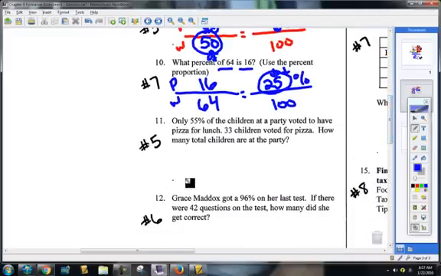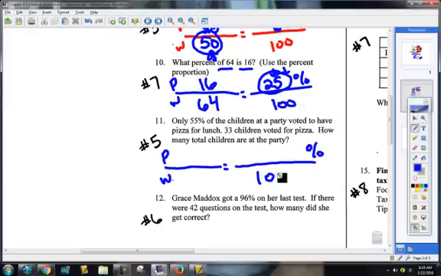Number 11. Now we're back to the word problems. You had to use a proportion. If you did not, it is wrong. I said learning targets 5, 6, and 7 always require a proportion. Okay? It says only 55%. Now I'm just going to stop there and go ahead and put 55 on there. Only 55% of the children at the party voted to have pizza. So what did this 55% do? They voted for pizza. I'll just put pizza.